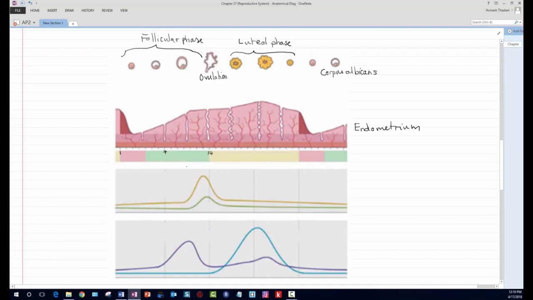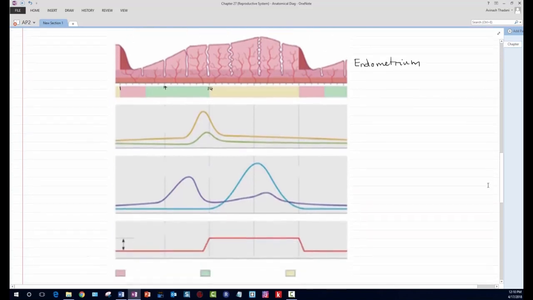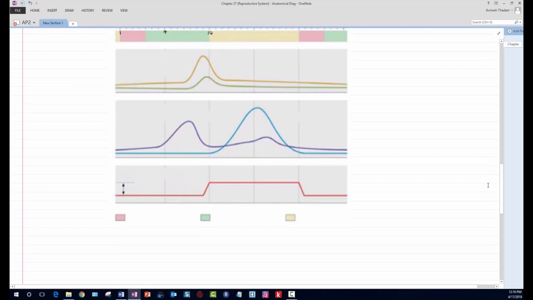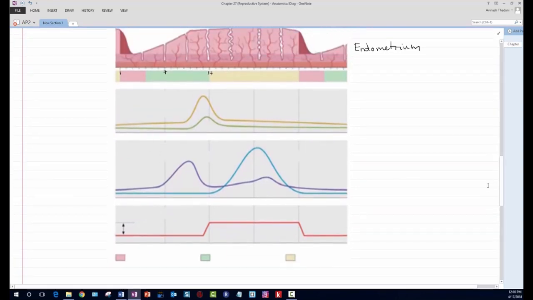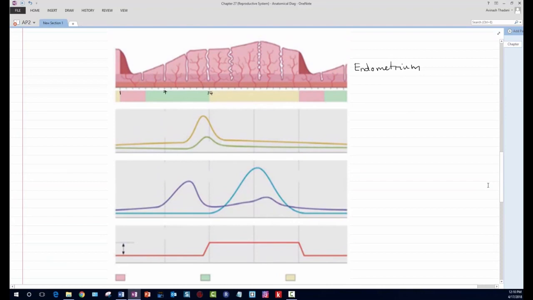Let's switch to the menstrual cycle now. Sorry, the endometrial cycle. The menstrual cycle is a combination of the ovarian and endometrial cycle. So we have different color codings over here. In pink, this is menstruation. So menstruation marks the boundary of the start of the menstrual cycle. So that's the menstrual phase.